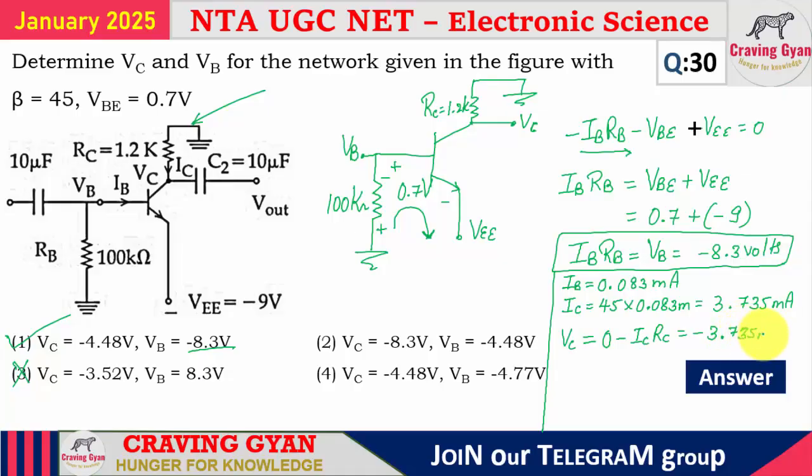3.735 milli into, what is the value of RC? You are going to get 1.2 kilo. That kilo and milli is going to get cancelled. What is the value of VC? VC value is minus 4.482 volts. Approximately it is minus 4.48 volts. So the corresponding option that is going to follow is option 1 is correct.